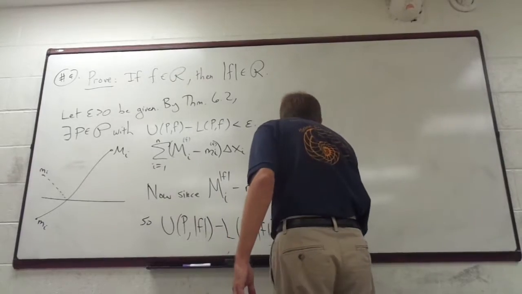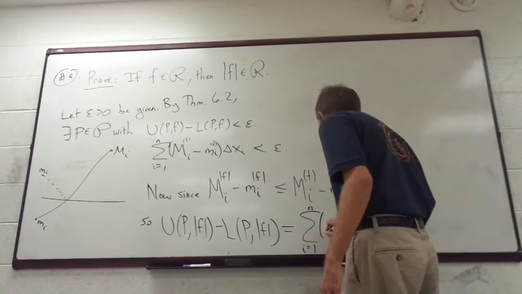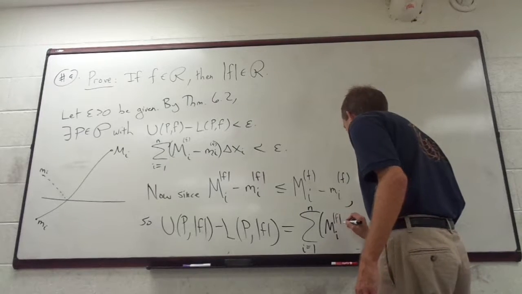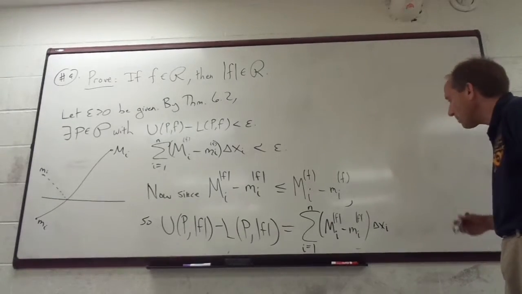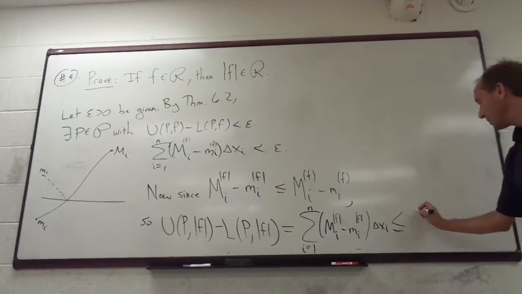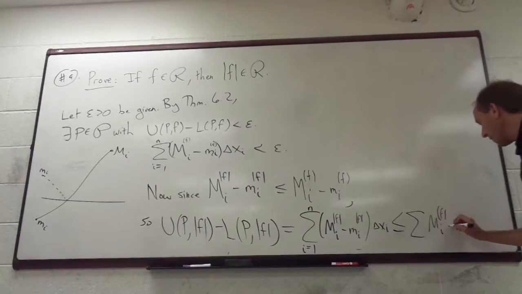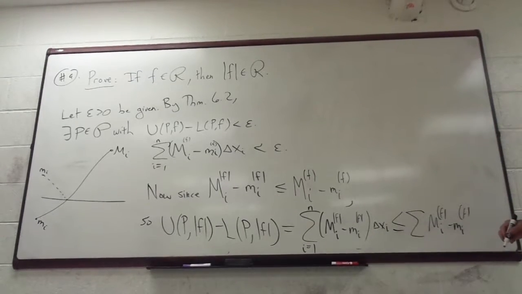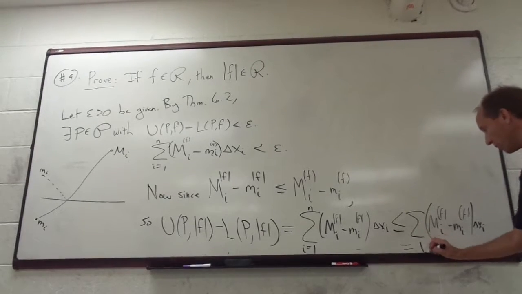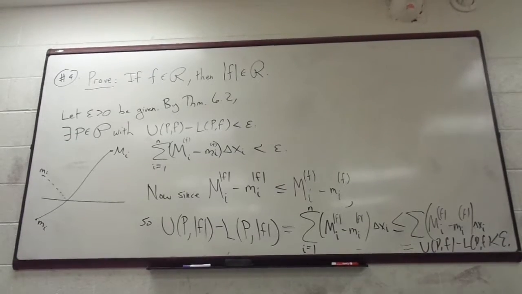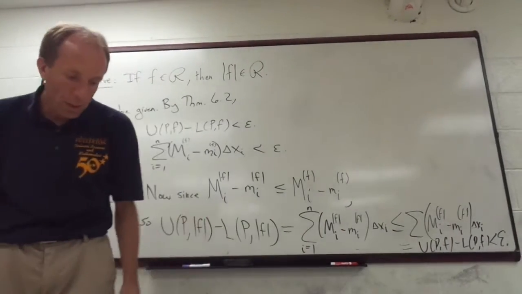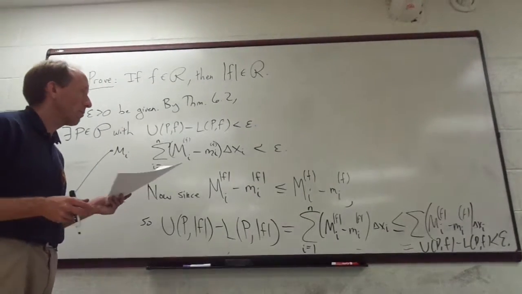This is going to be the summation, i going from 1 to n, of big Mi minus little mi, for the absolute value of f, times delta xi, which is less than or equal to the same summation for the big Mi's and little mi's for f, times delta xi. That just gives you UPF minus LPF, which is given to be less than epsilon. So you just build that chain. Pretty good? Okay, so that is a nice little, pretty easy proof.